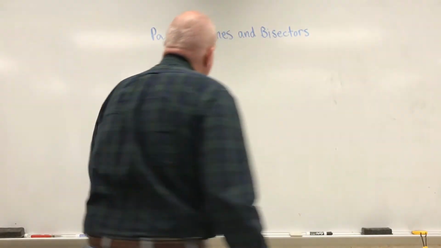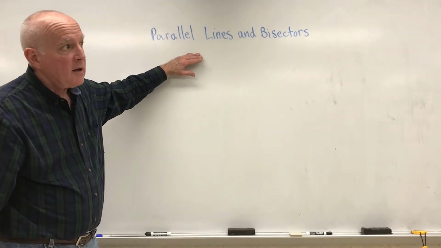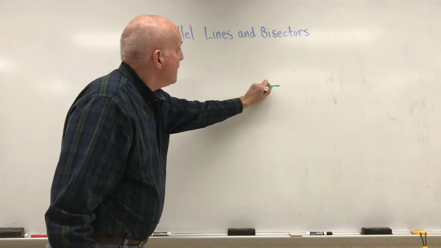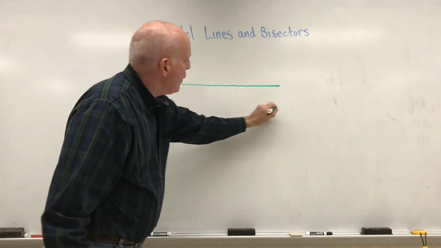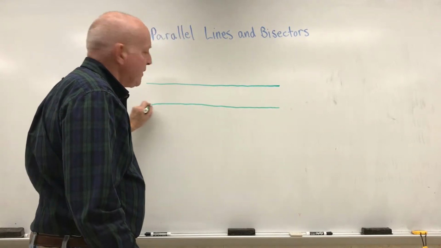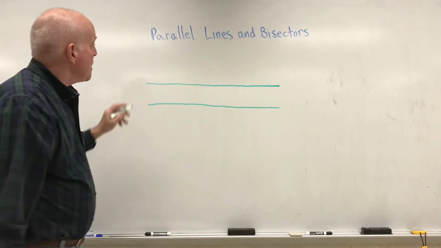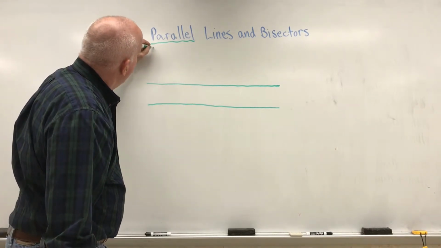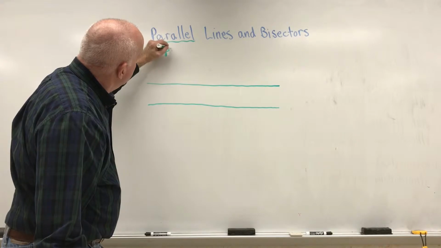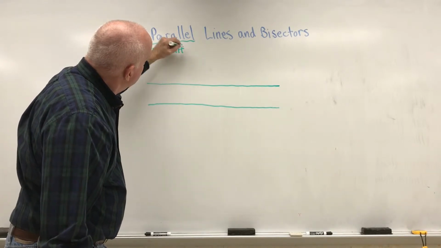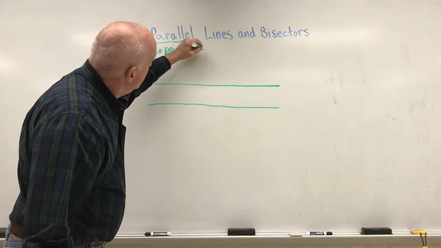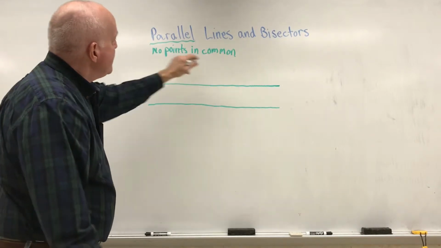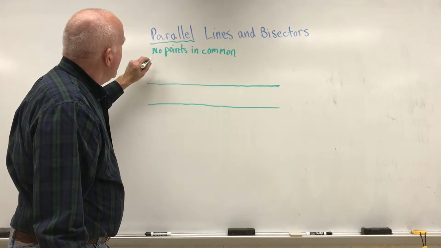Within the field of geometry, we talk about parallel lines. Parallel lines have the characteristic that they never contain any points in common, and they never intersect each other. So that's the definition of parallel. No points in common, and they never intersect.